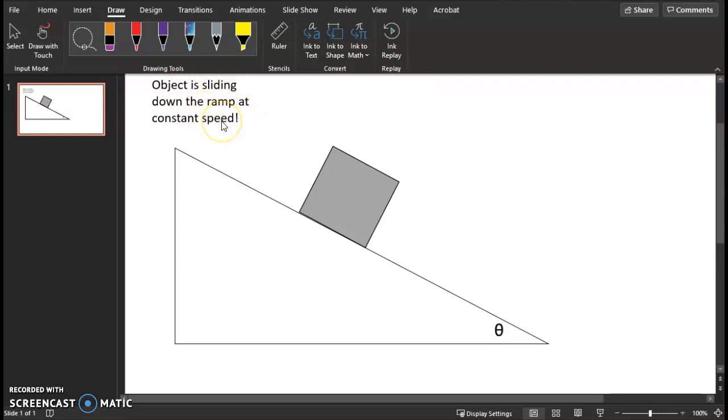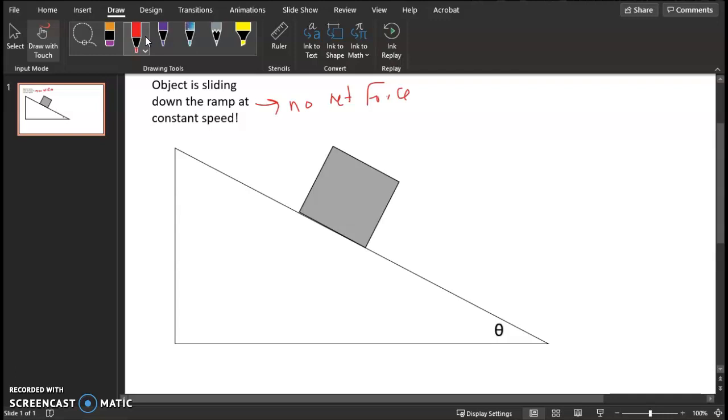So in the case of Newton's second law, this would mean that there are no net forces. No net force. There's no net force on the block, but there are still forces acting on the block. They just all cancel out.